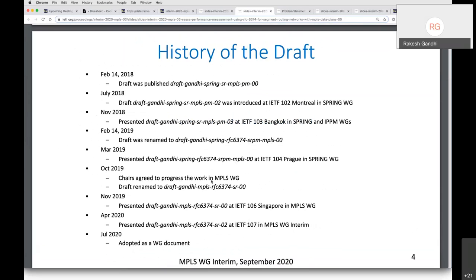So the draft has been around for over 2 years now, and it was in spring, and we presented in the MPLS working group, and now it has been adopted by the MPLS working group as a working group document. Next slide, please.